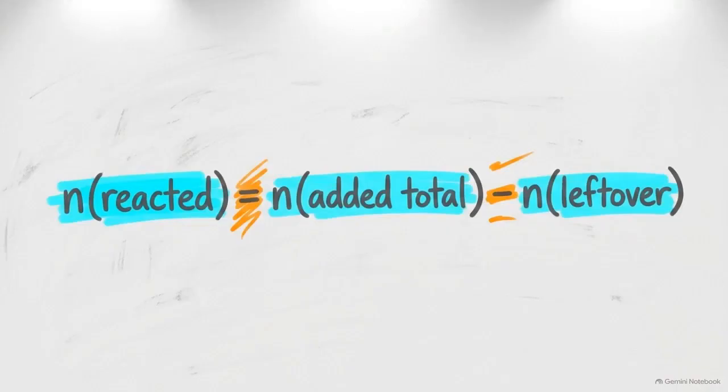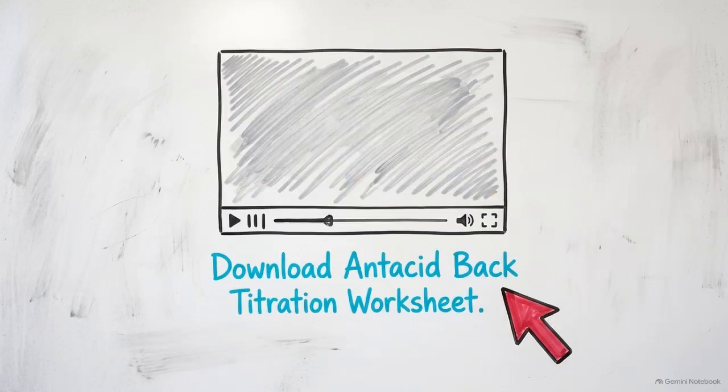This relationship, total moles added minus the leftover amount, is the calculation you will return to for every analysis of this type. To practice this on your own, check the video description for a link to a worksheet focusing on back titration calculations for antacid tablets.